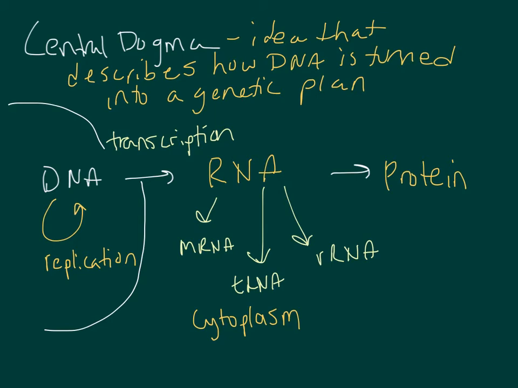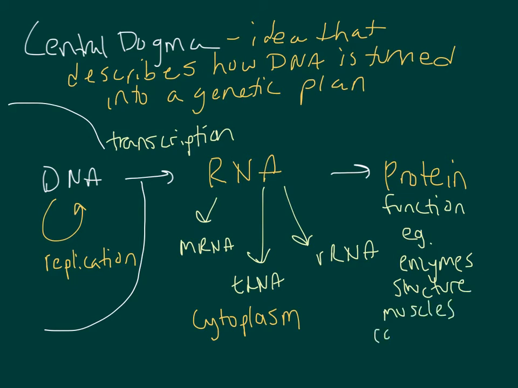Proteins are then able to function in the body, such as enzymes, and they can also provide things like structure, such as muscles and cartilage, where they can be used as a building structure. So the idea is that DNA goes to RNA, goes to protein, and that happens through the process of transcription and translation.